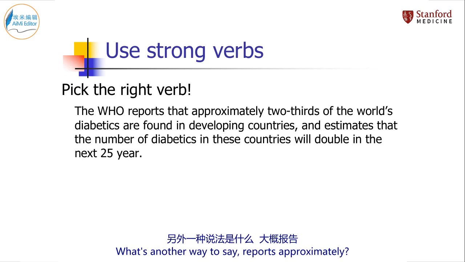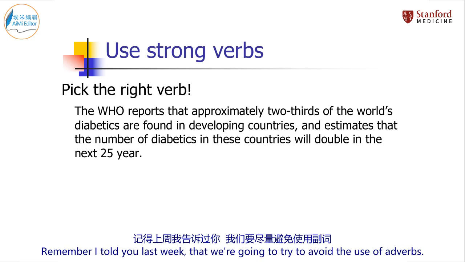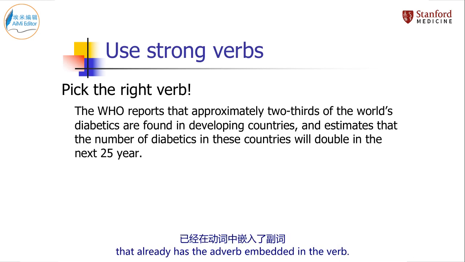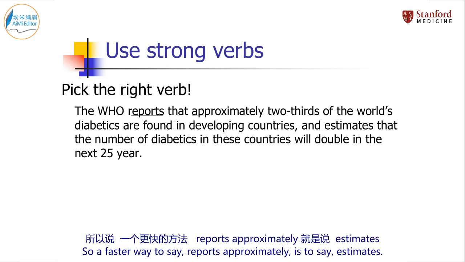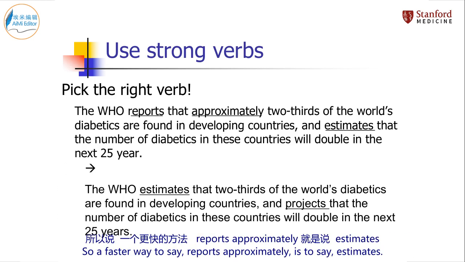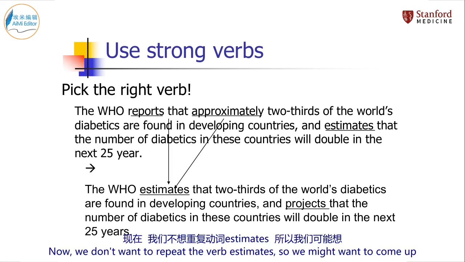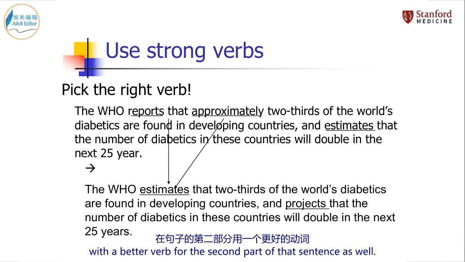What's another way to say reports approximately? Remember, I told you last week that we're going to try to avoid the use of adverbs. Well, one way to avoid adverbs is to pick the right verb that already has the adverb embedded in the verb. So a faster way to say reports approximately is to say estimates. Now, we don't want to repeat the verb estimates, so we might want to come up with a better verb for the second part of that sentence as well.